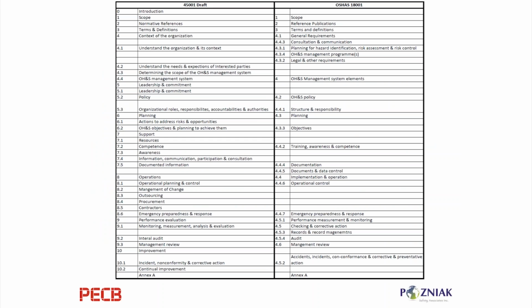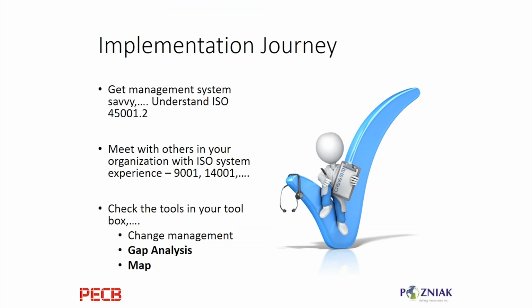Here's a document that I've just kind of provided for you. Again, a very high level of 45,001 to the 18,001 comparison. You'll see that there is some gaps on the 18,001 side. I wanted to point to 4.2 and 4.3 in 45,001, where it talks about understanding the needs and expectations of interested parties and determining the scope of the safety management system. Is not specifically mentioned in 18,001, but is a greater consideration in 45,001. So compare what you have with what you need to have.